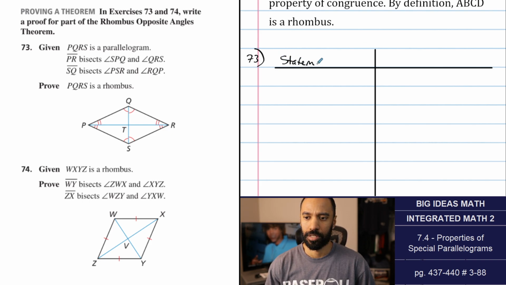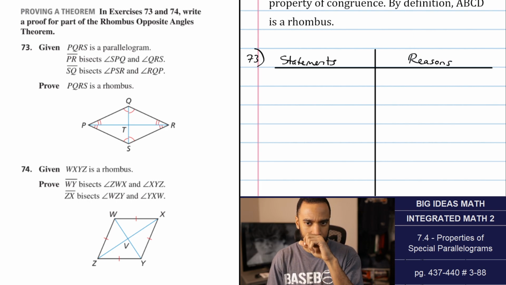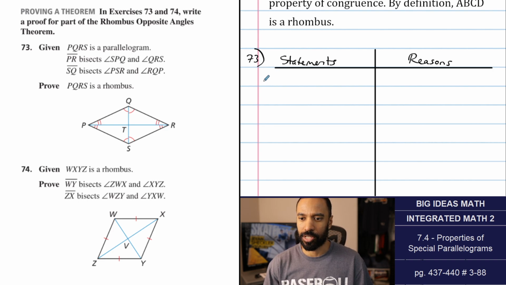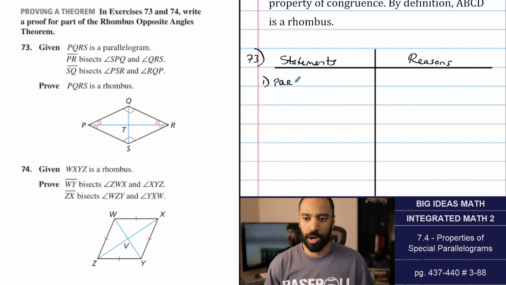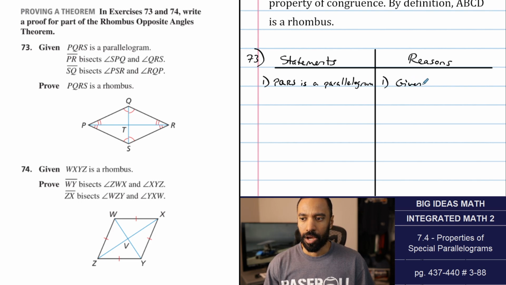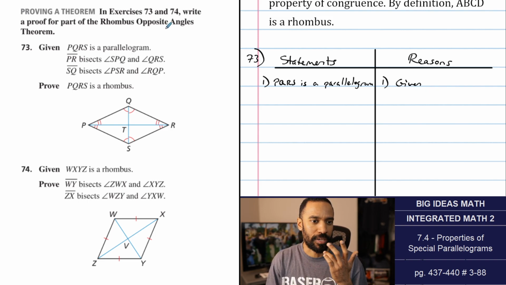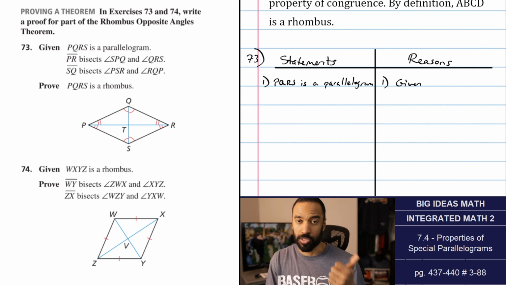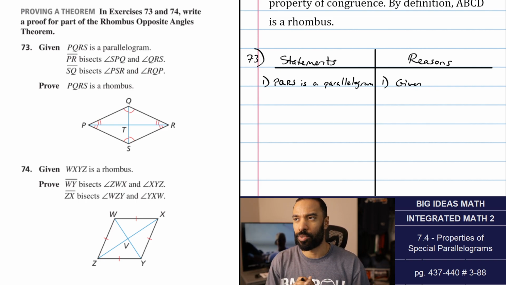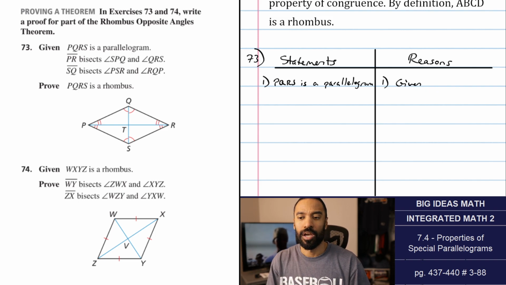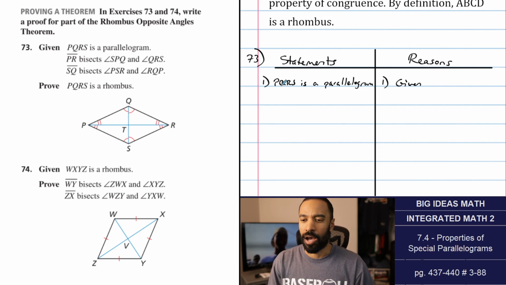Statements. Reasons. Okay, I'll try and mark up what's on that side. All right, we have several givens here. So, PQRS is a parallelogram. Okay, given that it's a parallelogram, y'all, well, I don't know what my plan for the proof is, but given that it's a parallelogram, we can use opposite sides parallel, we can use opposite angles congruent, we can use opposite sides congruent, a lot of stuff now that we know parallelogram.